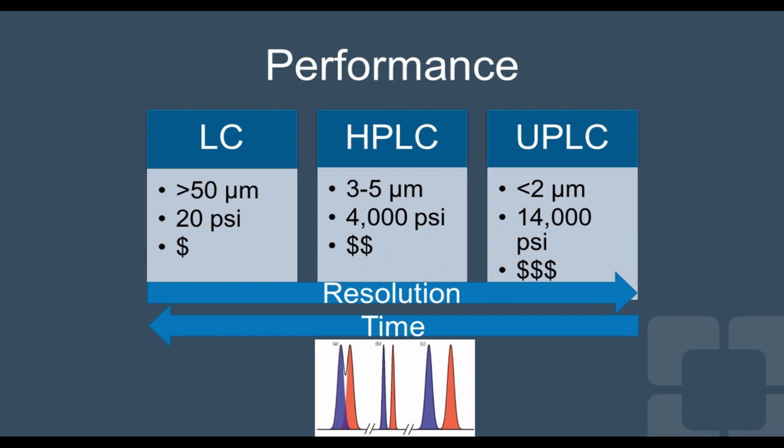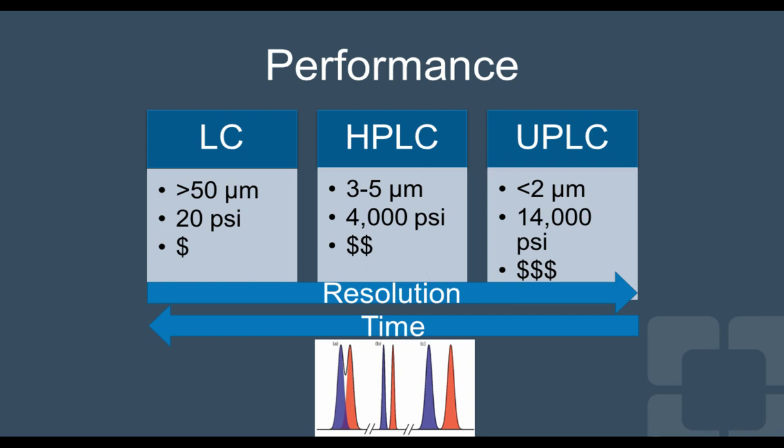Finally, to the right, you have ultra-performance liquid chromatography. This often uses sub-2 micron particles, thus demanding pumps that can achieve very high pressure, around 14,000 pounds per square inch. And due to these special pumps, or the pumps designed for high pressure, you have an increased cost.